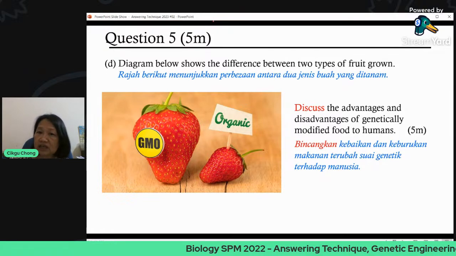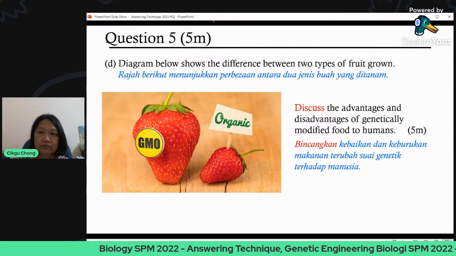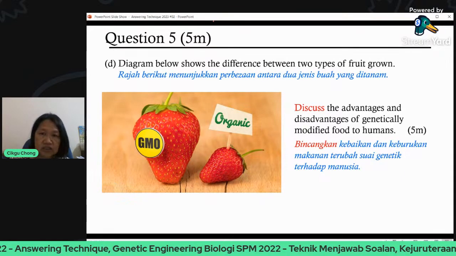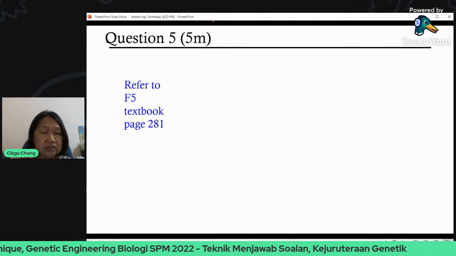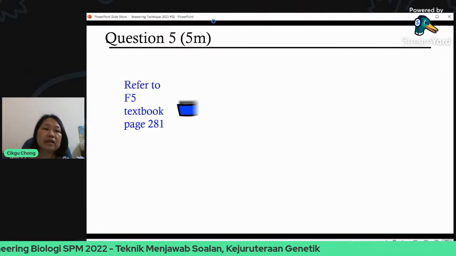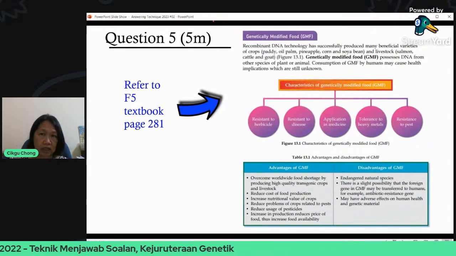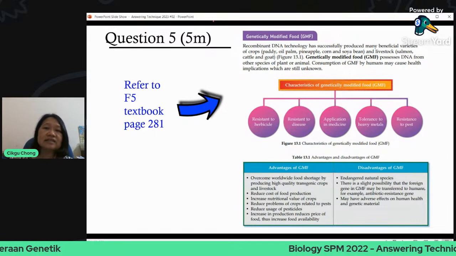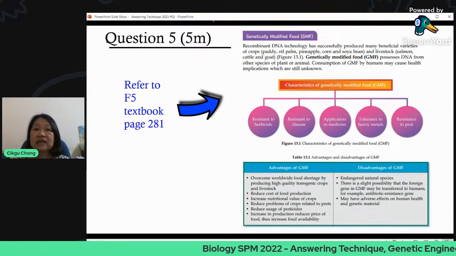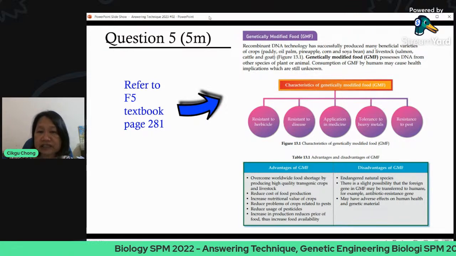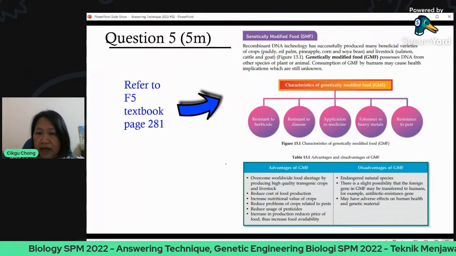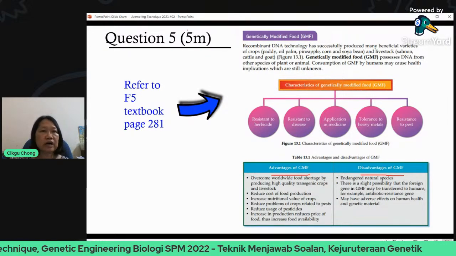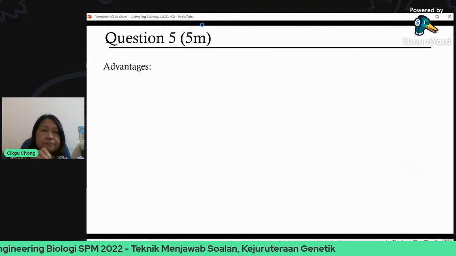Okay, what are the advantages, what are the disadvantages? 5 marks. So try to have 3 advantages and 3 disadvantages. Where are your marks coming from? Where are your facts coming from? It is from page 281. It's a good textbook. Don't say you never learned it. Don't forget, go and refer to page 281. Your facts are there. Advantages of GMF here. Alright, disadvantages of GMF. I will put it out in note form here.